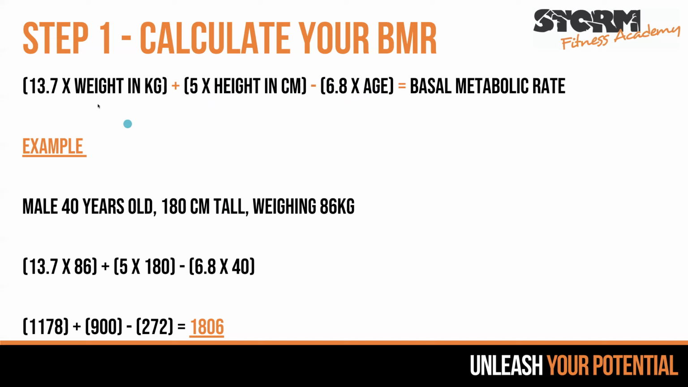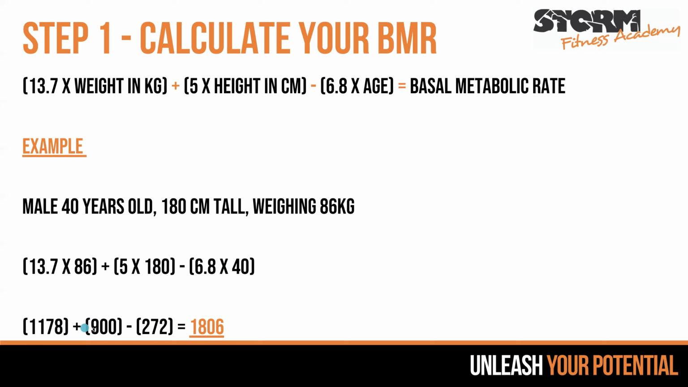Now, once you've got those 3 numbers, then you can move on to the final bit of step 1. So 13.7 times 86 worked out as 1,178. 5 times 180 worked out as 900. 6.8 times 40 was 272.